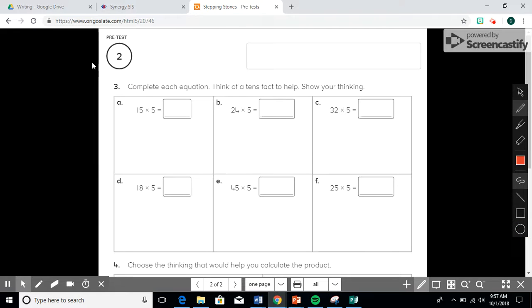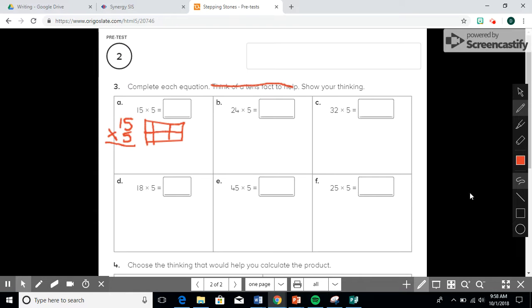Okay, now we are getting into multiplication. This says complete each equation, think of a tens fact to help, and show your thinking. If the tens fact does not help you, don't use it. If you prefer to use the standard algorithm, 15 times 5, and you know how to use that, go ahead and use it. If you prefer to use lattice, you can use lattice. Remember, that's the one where they draw the boxes.